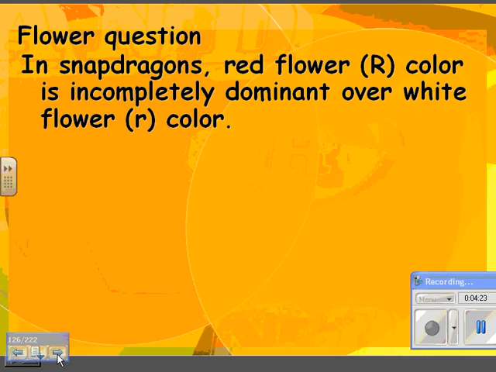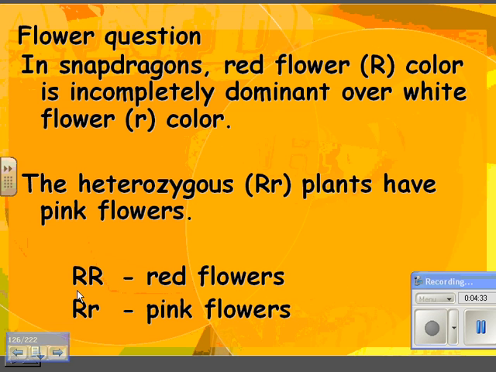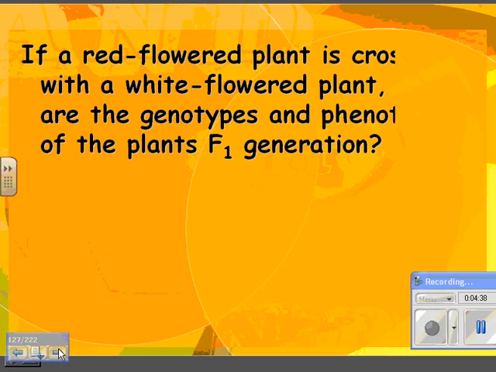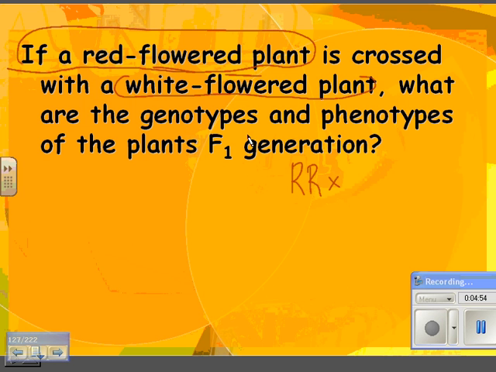Another question. In snapdragons, red flower color is incompletely dominant over white color, so we talked about that already. The heterozygous plants have pink flowers. Big R is red, big R, little r is pink, and little r is white. We have to kind of dissect the question. If a red flowered plant is crossed with a white flowered plant, what are the genotypes and phenotypes of the plants? This one makes the gametes big R, big R.